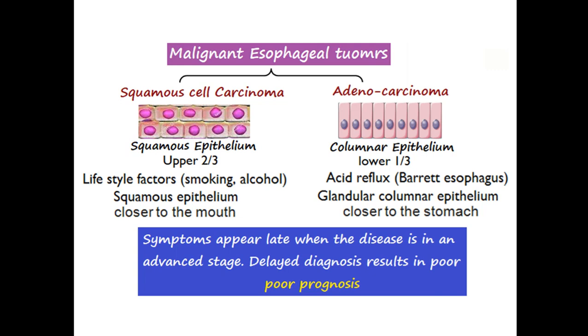So the symptoms like dysphagia, difficulty in swallowing, odynophagia, painful swallowing, and formation of a mass or thickening of the esophageal wall, will appear very late, when the patient will seek medical advice. So usually this is a very late stage when the disease is diagnosed. And you know that when a disease, particularly cancer, is diagnosed in a late stage, the treatment becomes very difficult and unsuccessful. And for this reason, the cancer of the esophagus carries a very poor prognosis.